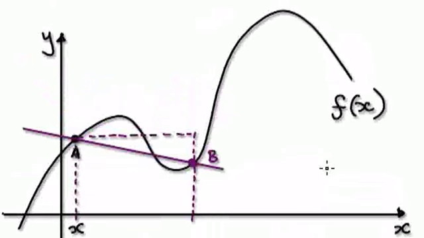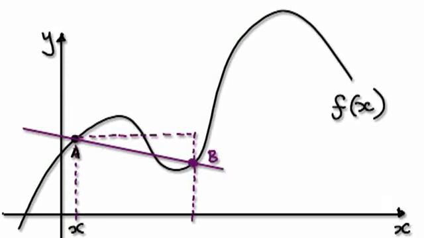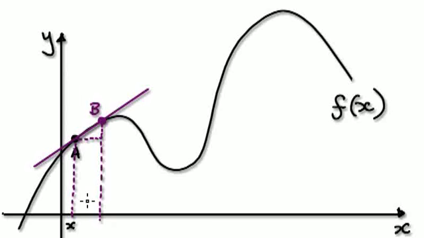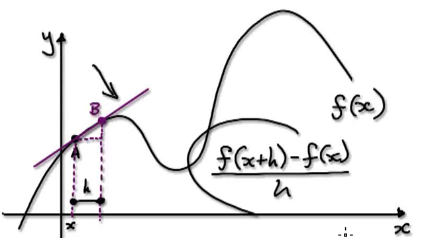Back to here. Earlier, h was from here all the way to here. We then decreased h, and that's how we move B closer and closer towards A. So our next step is to decrease h even more. So here, this is your h. But even though we decreased h, the gradient will still be the same. It will be f of x plus h take away f of x, divided by h. Even though we made h shorter, the gradient of this line will always be this.